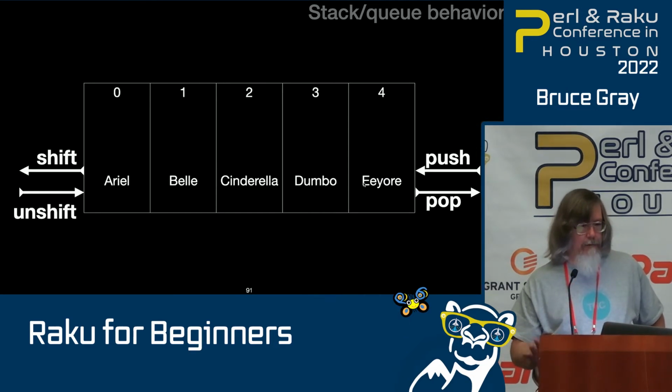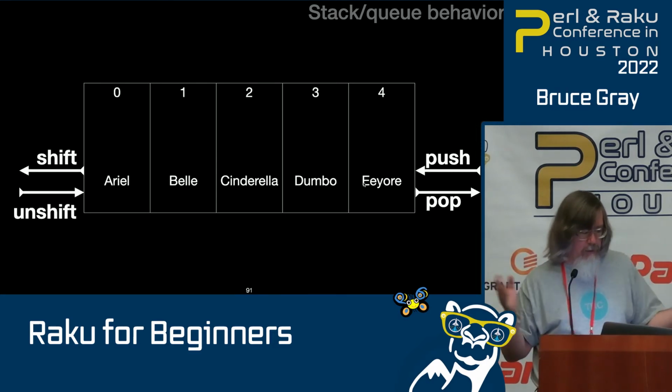Skip and head are fantastic for working with infinite lists without collapsing the infinity into, taking up all your memory. Tail, less so.